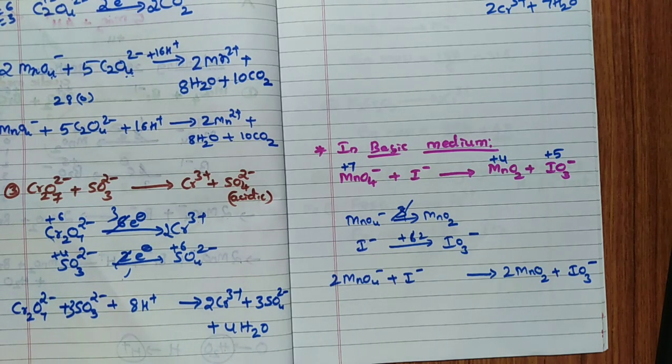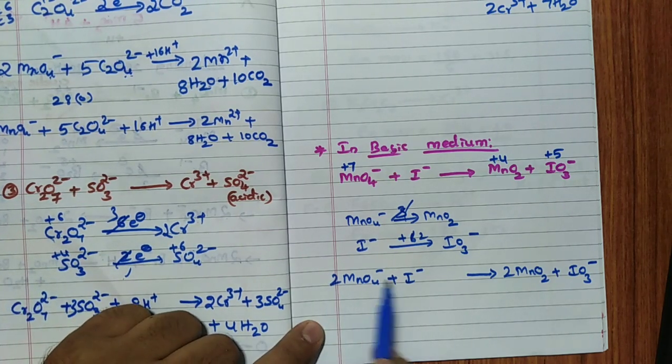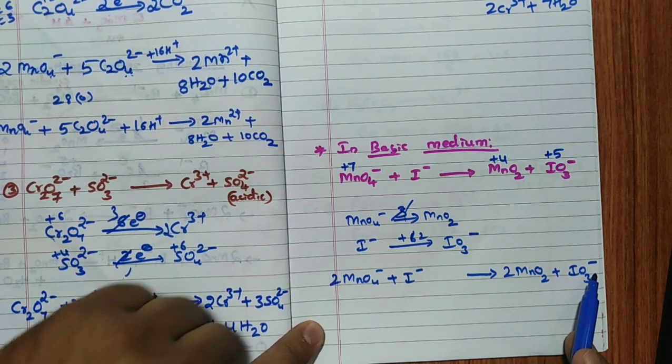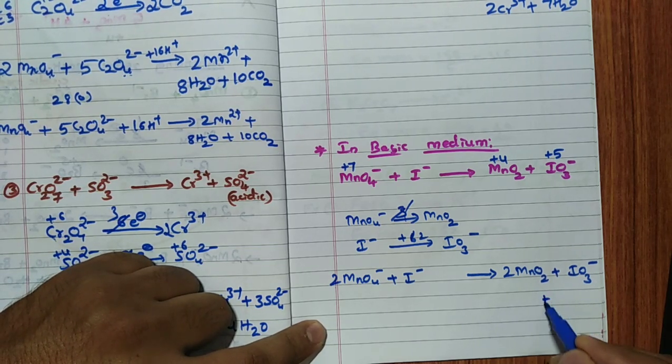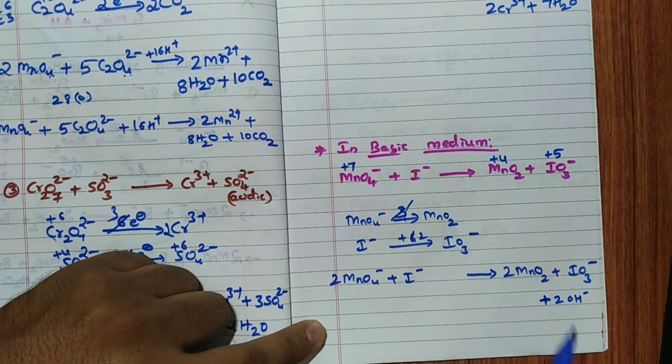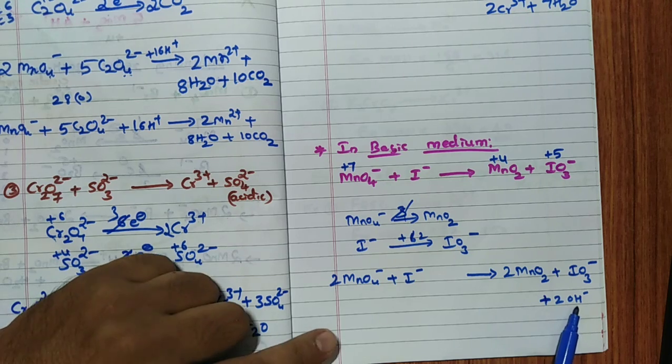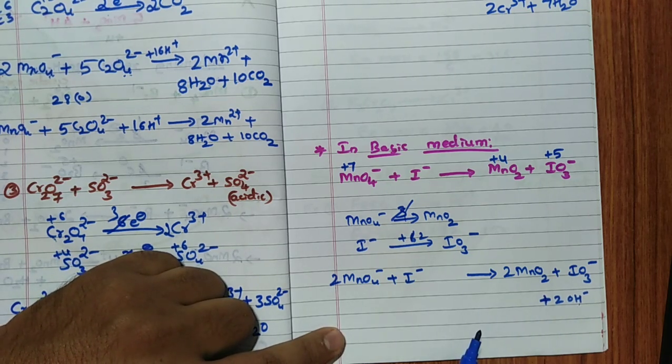Now we have to balance charge. To balance charge, what will we do? See, 2 minus plus 1 minus: 3 minus here. But how many minus here? 1 minus here. I want another 2 minus on the product side, so I will write 2 OH−. Always remember, if you want minus charge, you cannot add electron directly. You have to add OH− only. Remember, fix this point: OH− only. So 2 OH− I have written. 2 minus plus 1 minus is 3 minus, so charge is balanced.